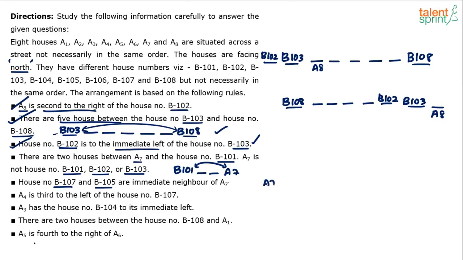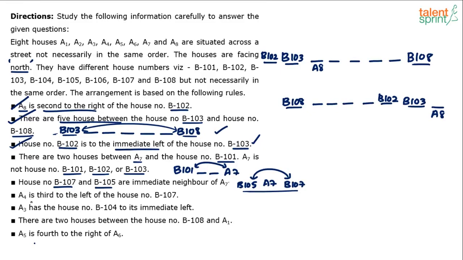So how does this look like? If this is A7, we will have B107 on one side and B105 on the other side. And remember, these also can be swapped. All he has said is 107 and 105 are neighbors of A7. Who is the left neighbor and who is the right neighbor is not given. All we know is they are immediate neighbors. But these 3 should come together: 105, A7 and B107. Alright.